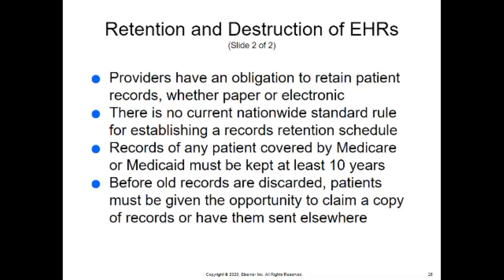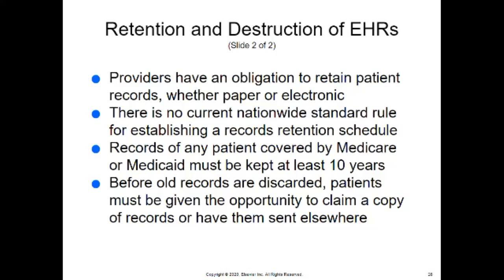Okay, so retention and destruction of EHRs continued here. Providers have an obligation to retain patient records, whether paper or electronic. There is no current nationwide standard rule for establishing a records retention schedule. Records of any patient covered by Medicare or Medicaid must be kept for at least 10 years. And before old records are discarded, patients must be given the opportunity to claim a copy of records or have them sent elsewhere.